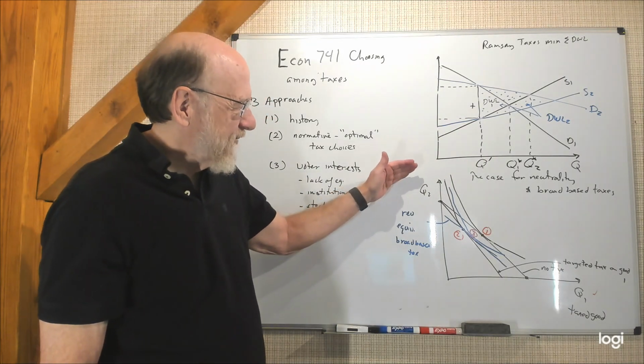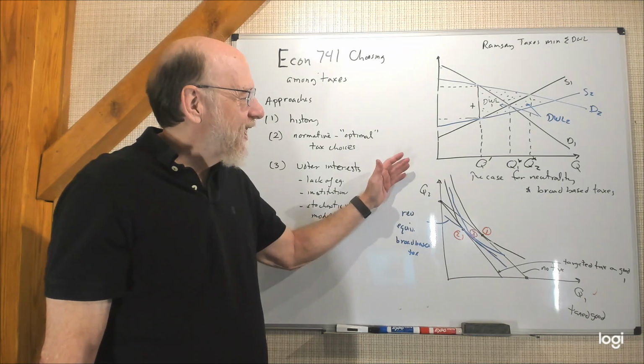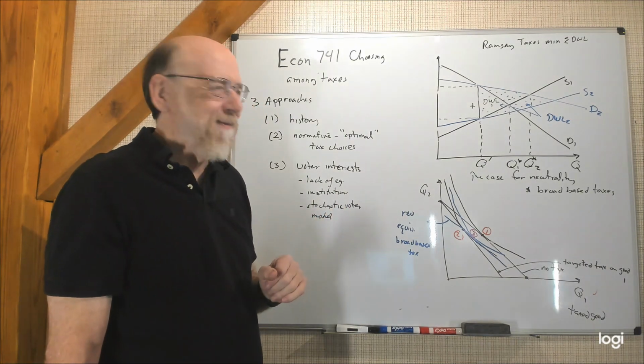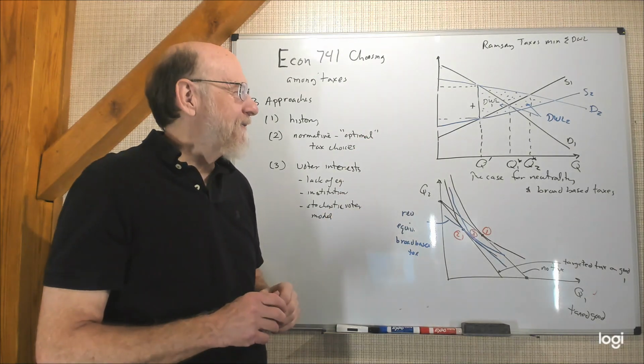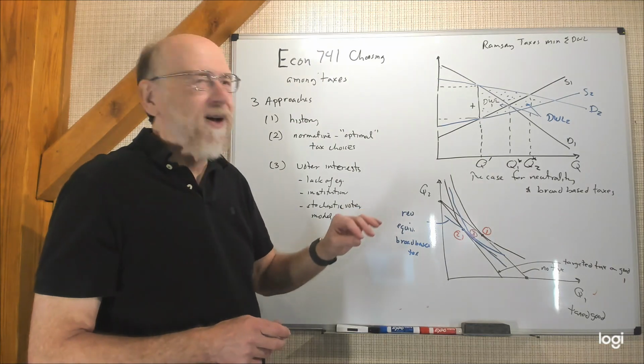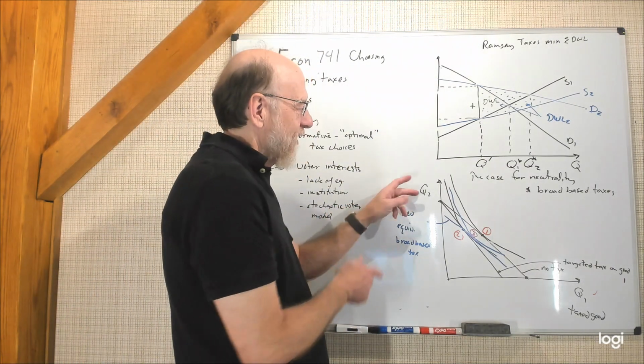The case for neutrality and broad-based taxes is geometrically kind of interesting. I'm a fan of geometric tools. They often are clearer than the mathematical equivalents of those tools, although that's not always the case. So let's talk about this diagram.